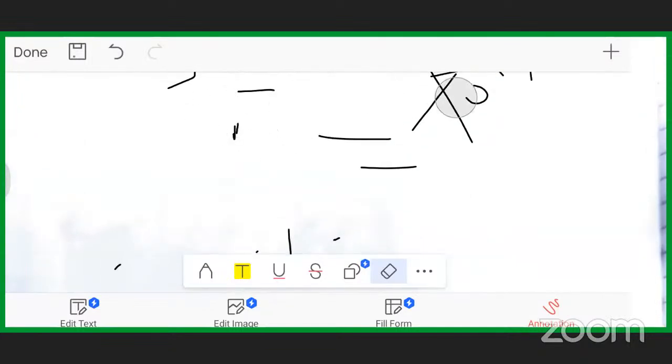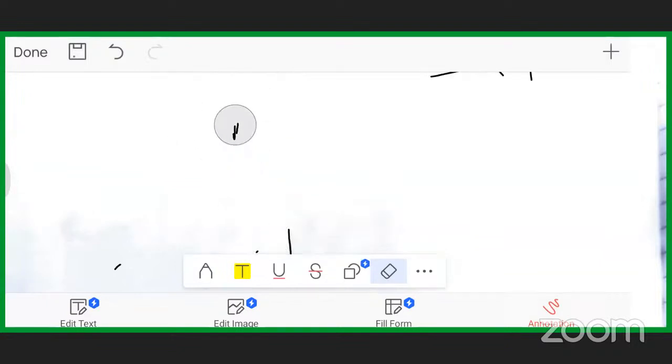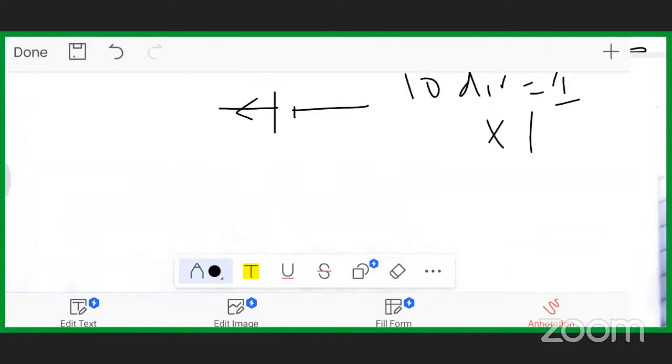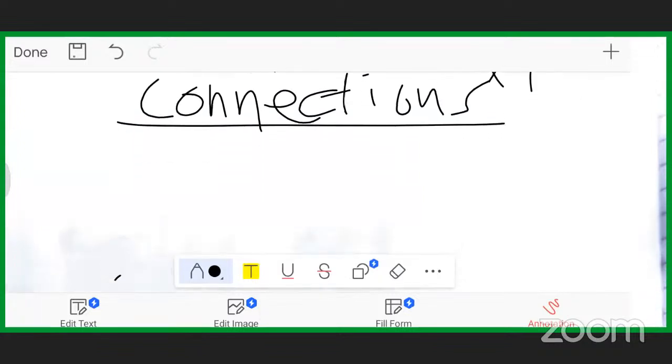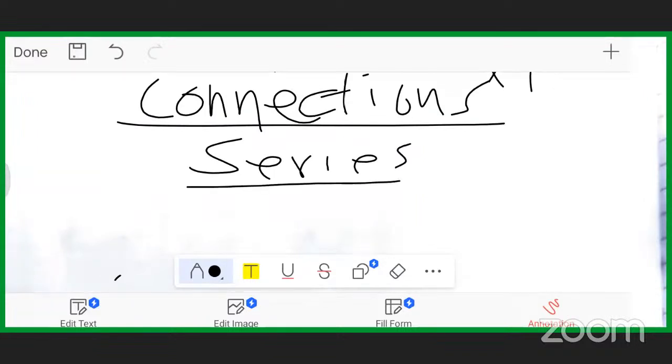So let me have this, for instance. I think that space is somehow enough to work with. So the connections of components. Now let's begin with the components being in series. And I'm only interested in two things: how is current distributed and how is voltage distributed?